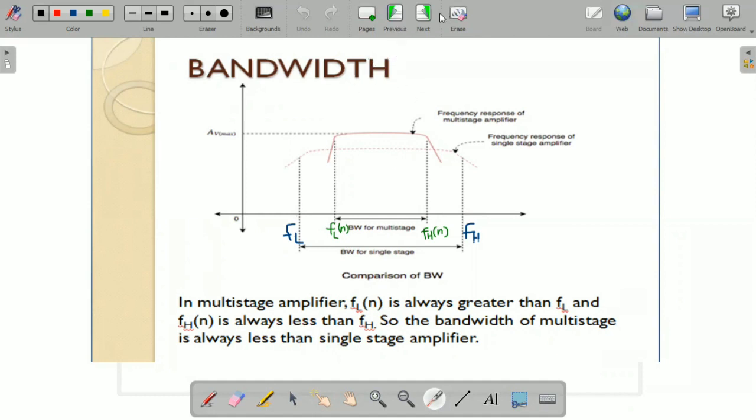Now we are going to simulate the same concept in Multisim software, and we will compare the results in terms of gain and bandwidth. At the end of this video, we will have a conclusion about the gain and bandwidth of single stage and multi-stage.